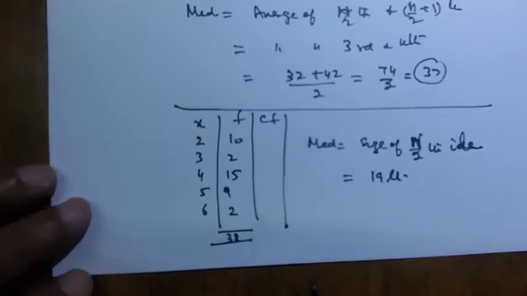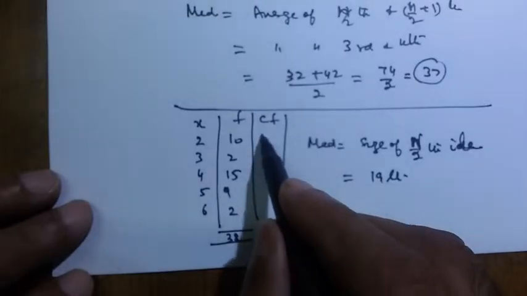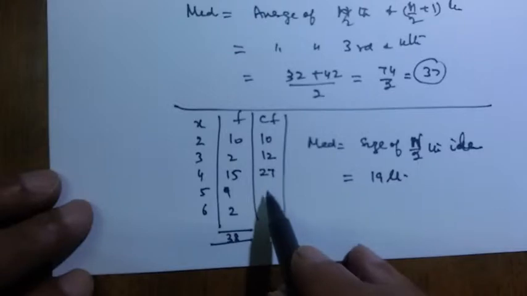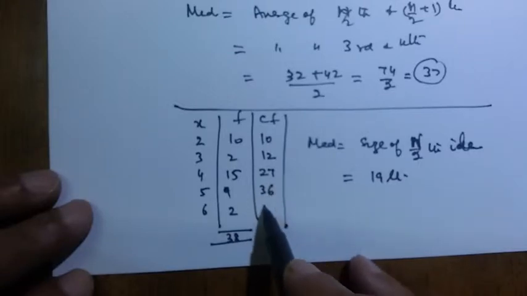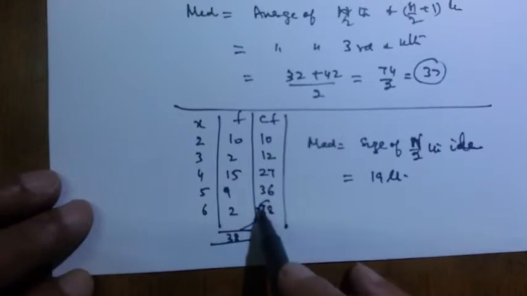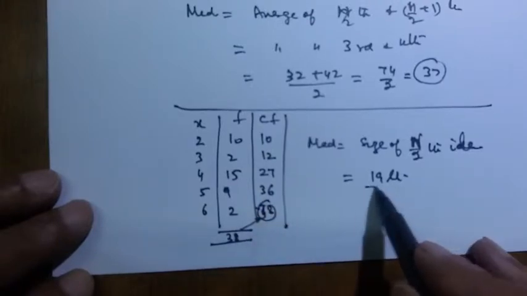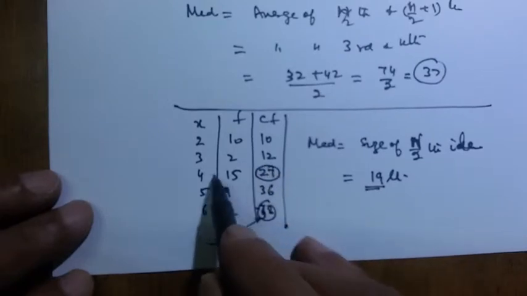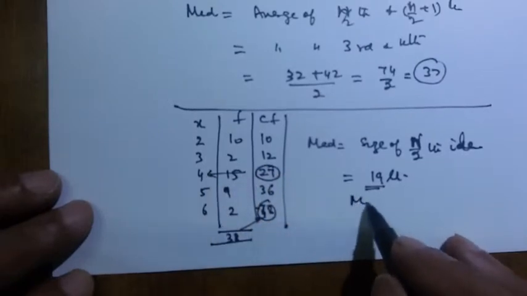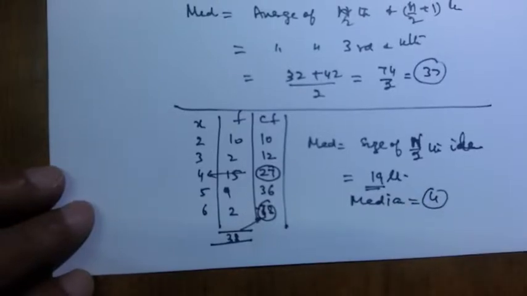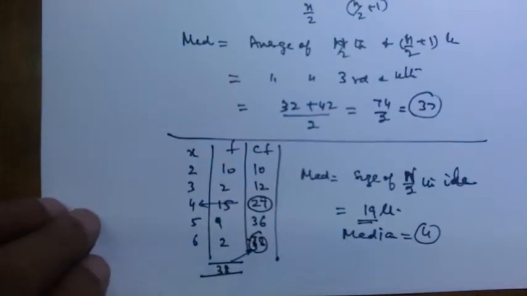We'll find out the cumulative frequency in such a case. For finding the median, we do the column of cumulative frequency. That cumulative frequency is to be taken, that is 36 and 38. This is the total number, 38 here. So that is the cumulative frequency. Look at the 19th, or immediately above the 19th, that is 27. And therefore I can calculate that the median is equal to 4.